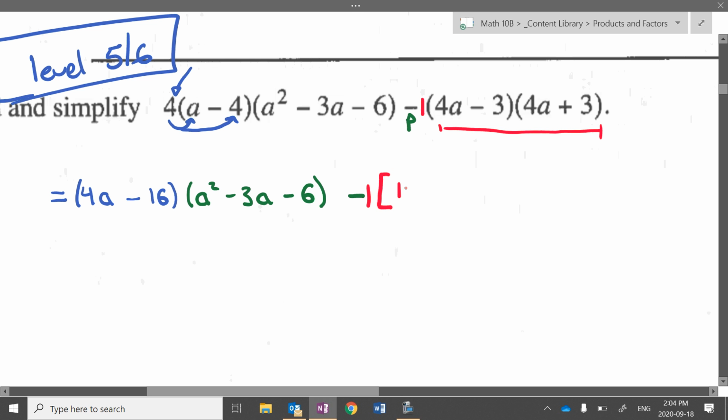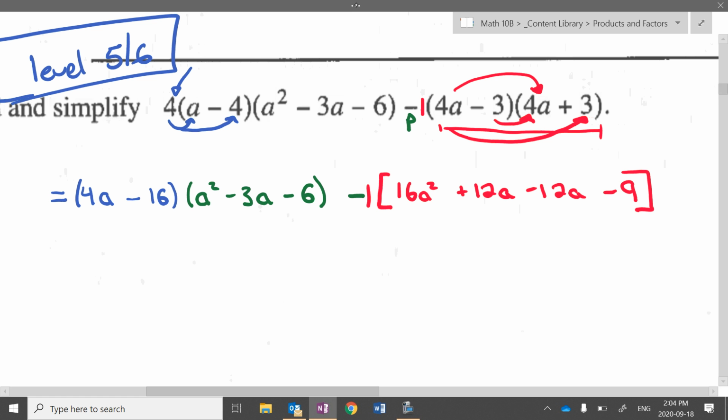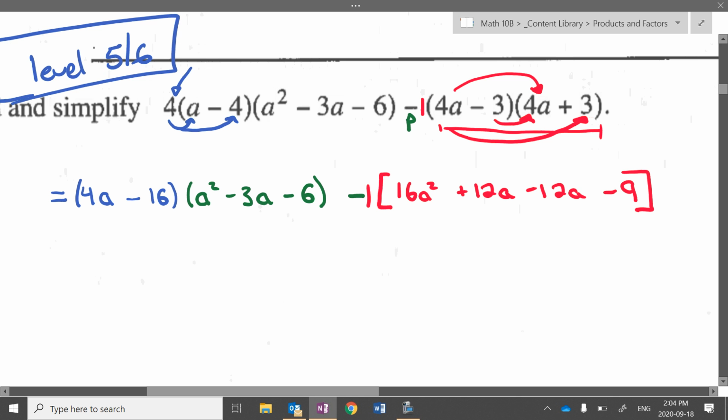4a times 4a gives me 16a squared. So we're doing FOIL. So that's first, outer: 4a times 3 gives me a plus 12a. Inner terms: minus 12a. And then last terms: minus 9. I have a plus 12 and a minus 12. Those two are going to cancel out.